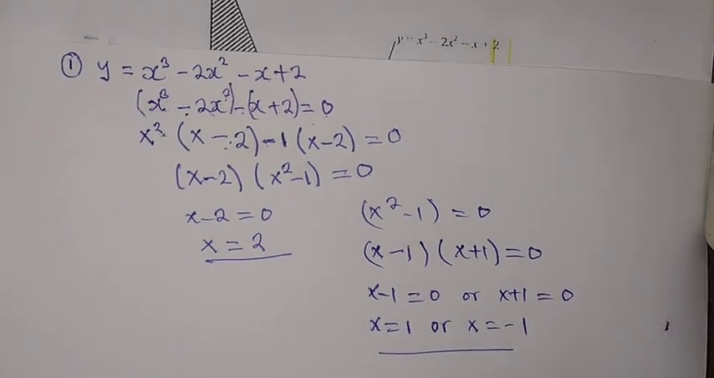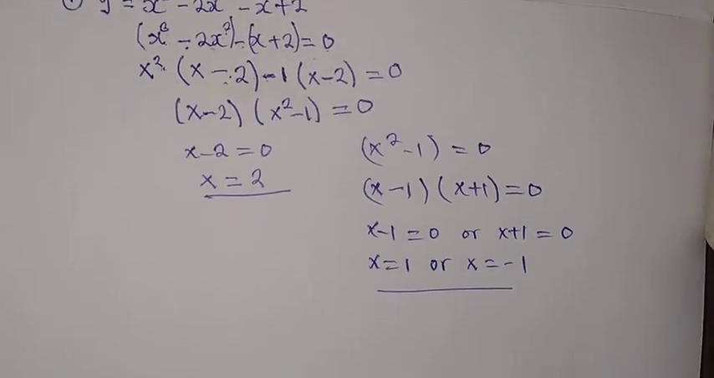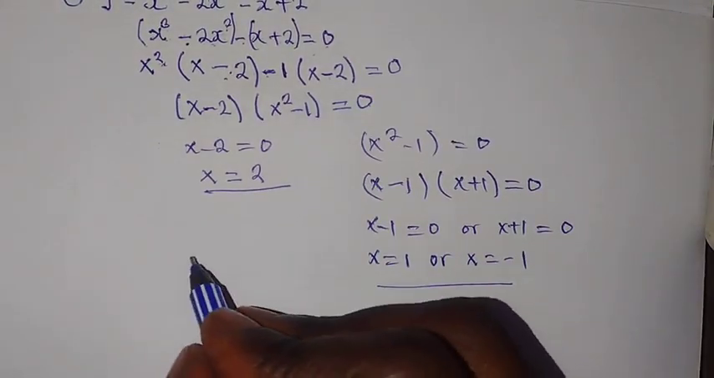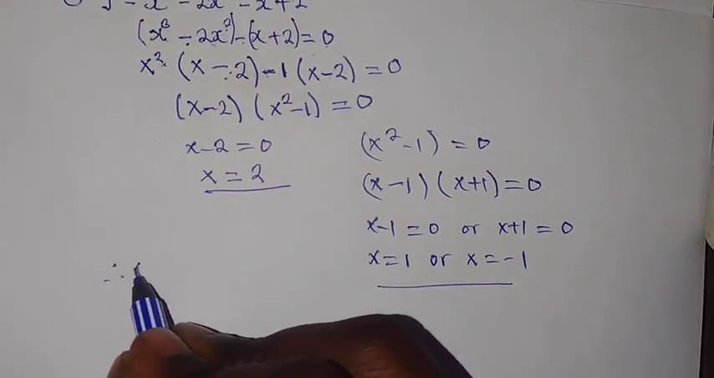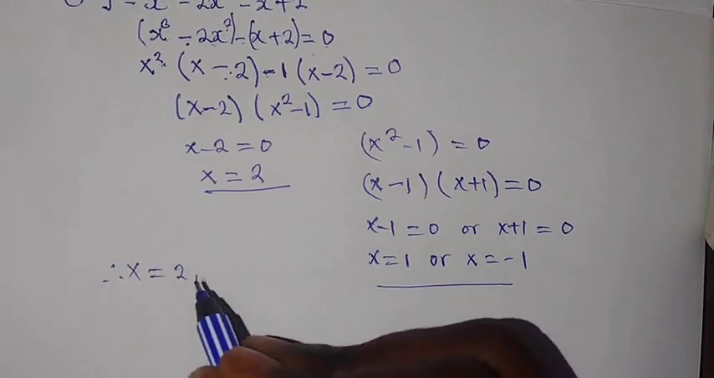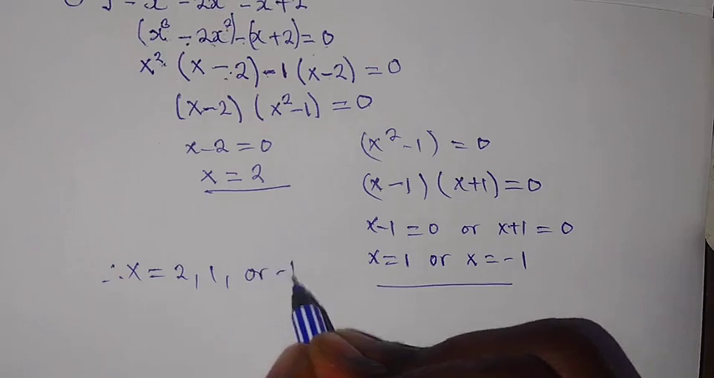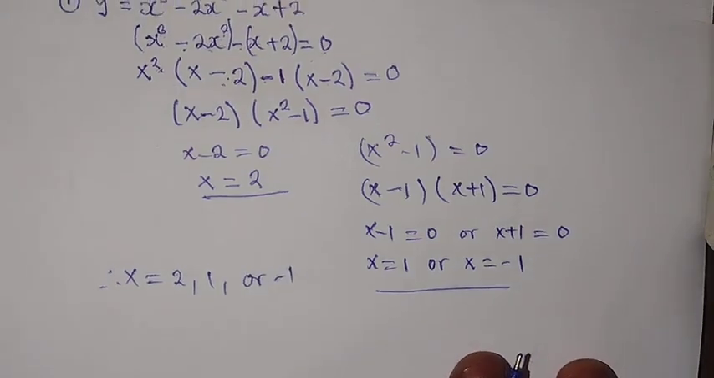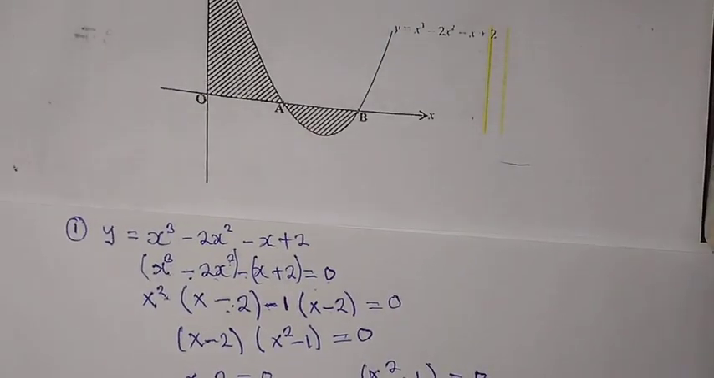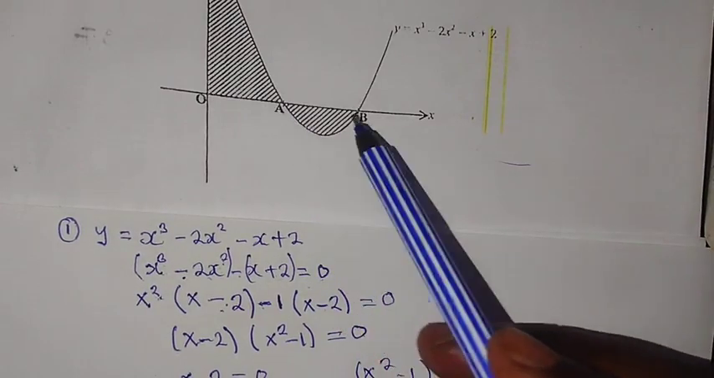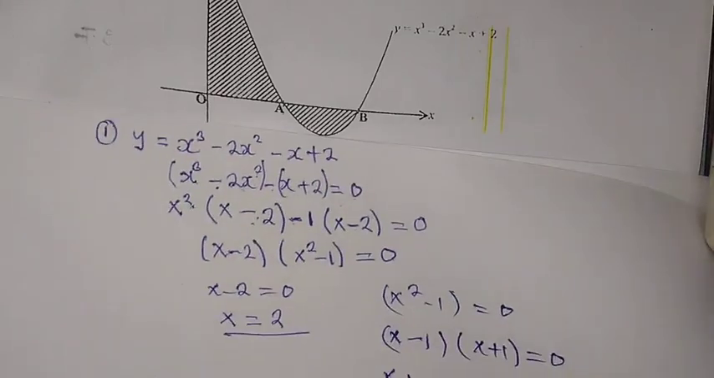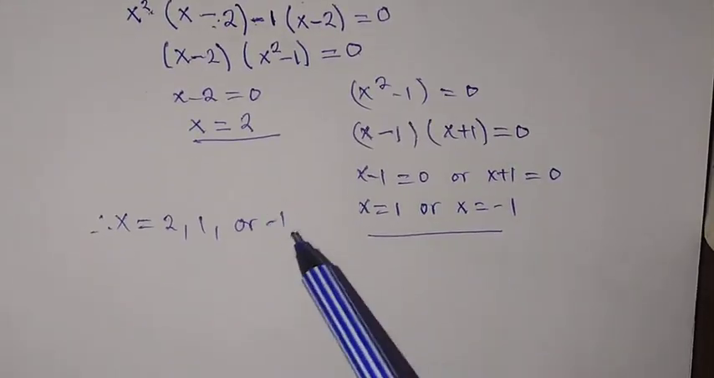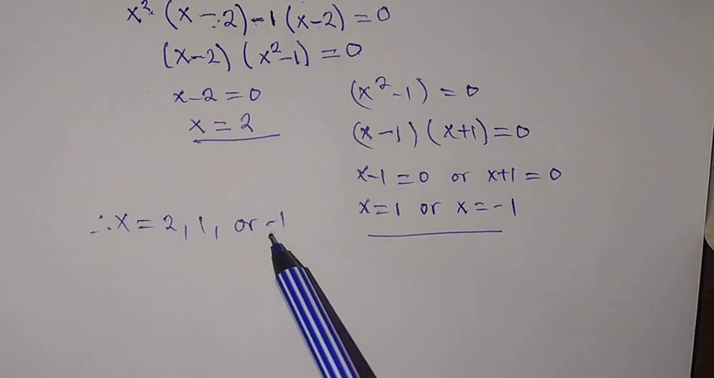These are other values of x. So generally here we can notice that we are saying therefore x is equal to 2, 1 or -1. So let's look at the question. They want us to find just the x coordinates of point A and B alone. Now when you notice the values that you have come up with, there is even a -1.